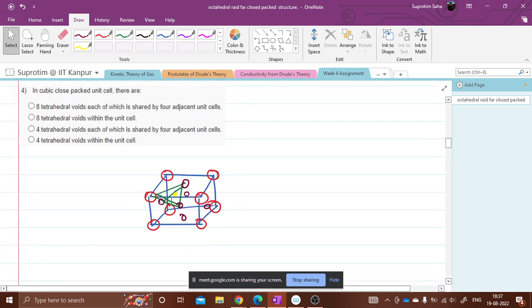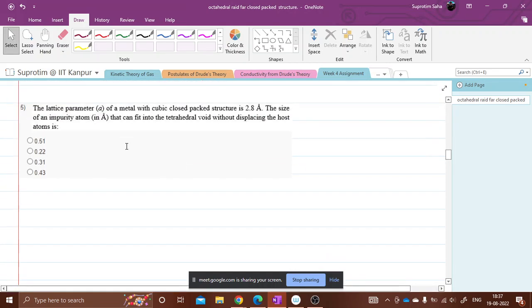So within one unit cell, which contains two atoms, it is not a primitive unit cell, it contains two atoms. So there are 8 tetrahedral voids, and you get to know that this is the tetrahedral void. All right. So there are 8 tetrahedral voids within the unit cell, and they are not shared by adjacent unit cells because they sit inside the unit cell. All right. So the answer would be 8 tetrahedral voids within the unit cell.